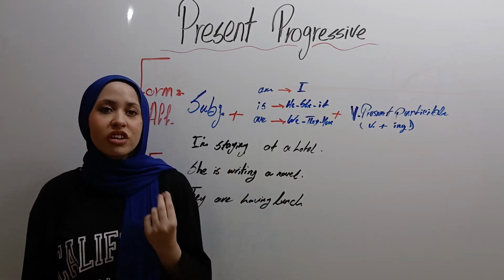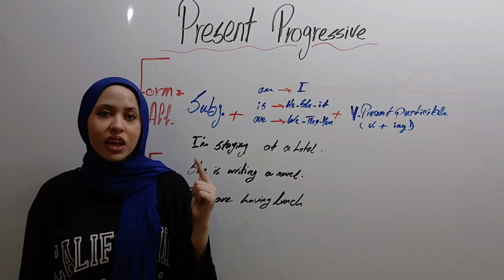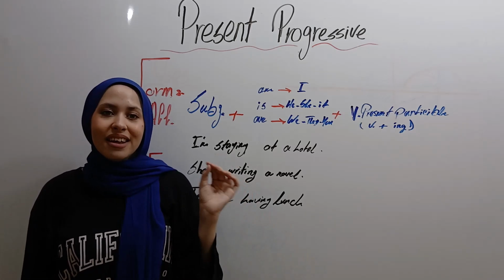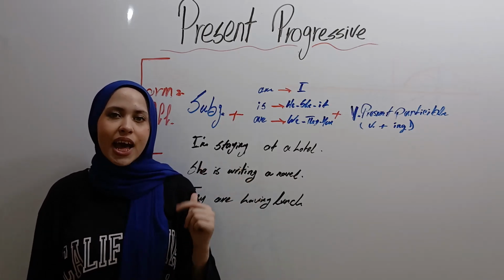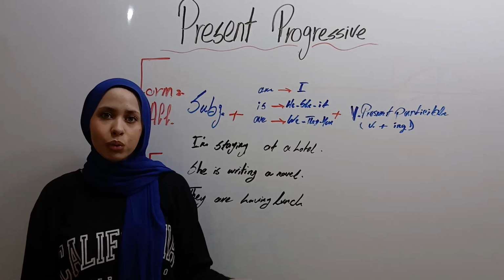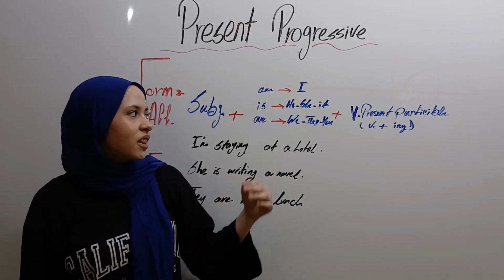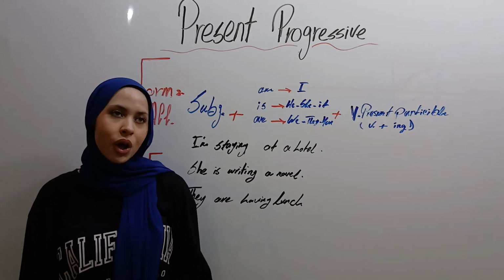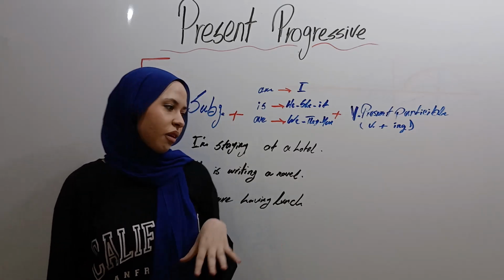So if the subject is I, we choose am. If the subject is he, she, or it, or any singular subject, we choose is. And if the subject is they, we, or you, or any plural subject, we choose are. Then we have our main verb in the present participle form of the verb, which is the form that ends in ing.